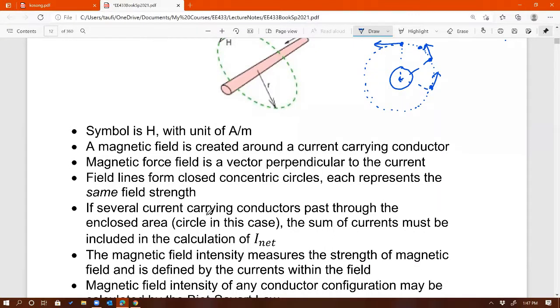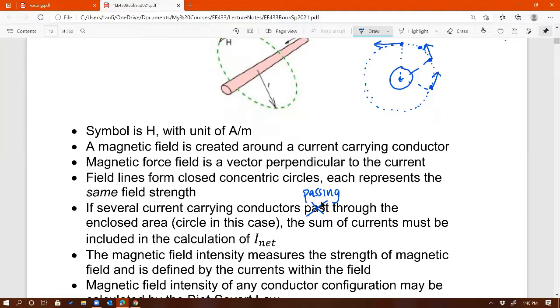If several current carrying conductors are passing through the enclosed area, a circle in this case, the sum of currents must be included in the calculation of I net.